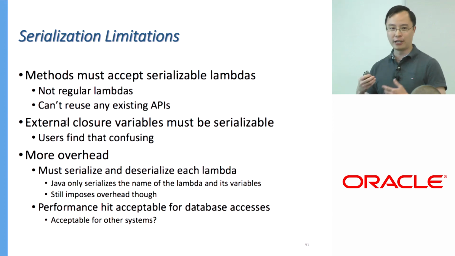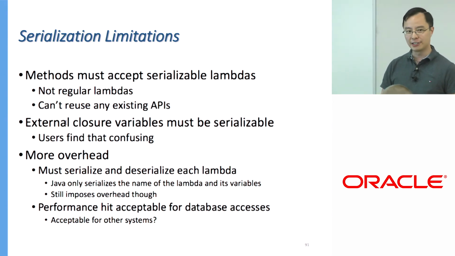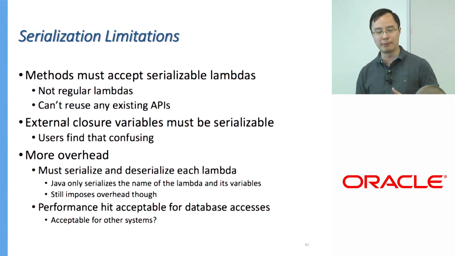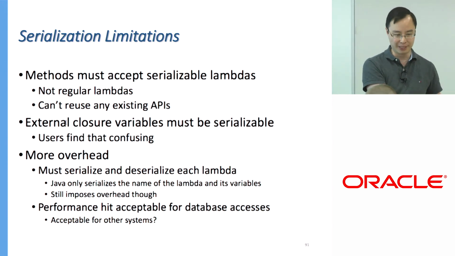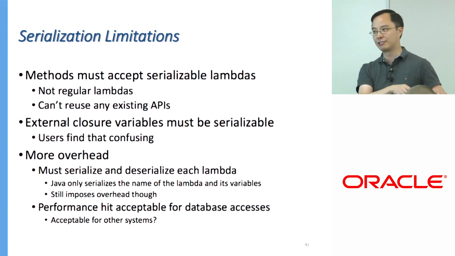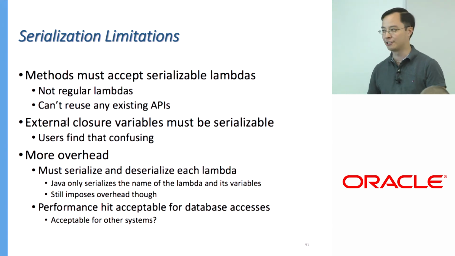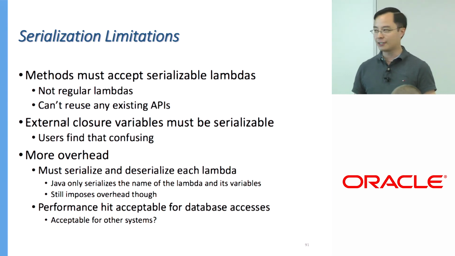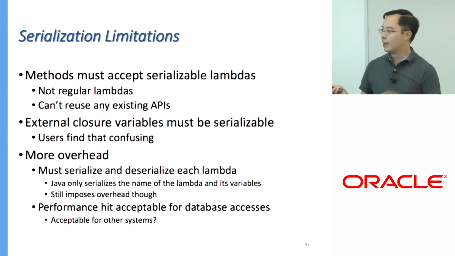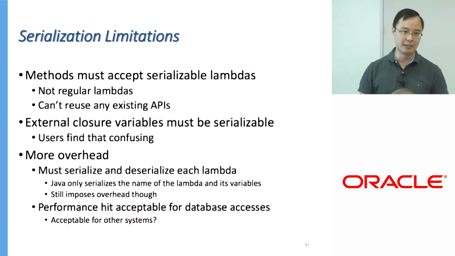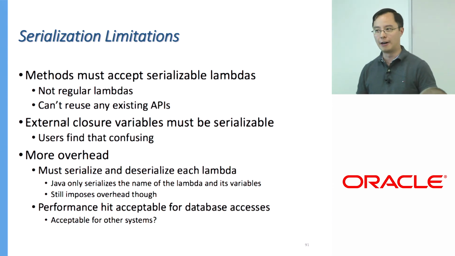And then finally, there's some overhead of serializing and deserializing lambdas. For databases, this isn't so bad because just executing a database query, you have to serialize the query onto the network. The database has to deserialize the query. It has to actually run some disk accesses to read the data. It has to serialize result sets. And then on your computer, you have to deserialize the result sets. So for database access, the overhead of serializing and deserializing the lambdas is not so bad. But if you wanted to use the same techniques for other systems, like if you wanted to try doing some GPU computation or something, it might not work.